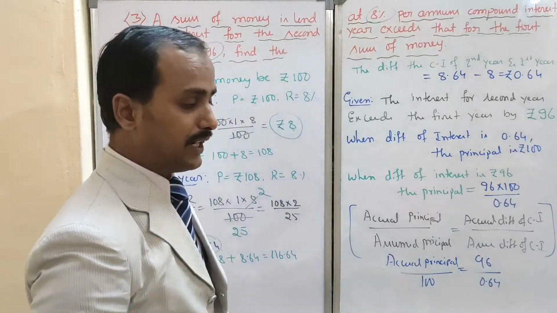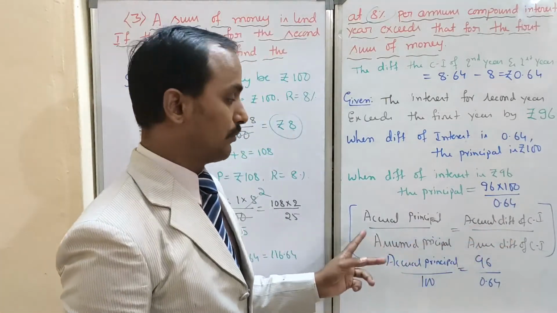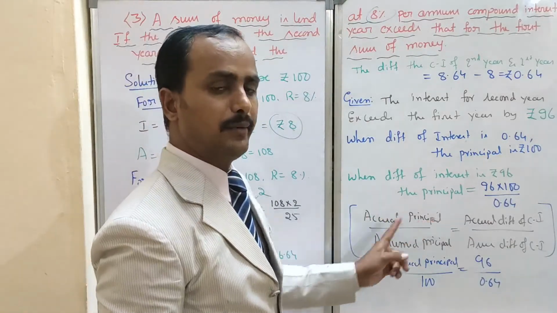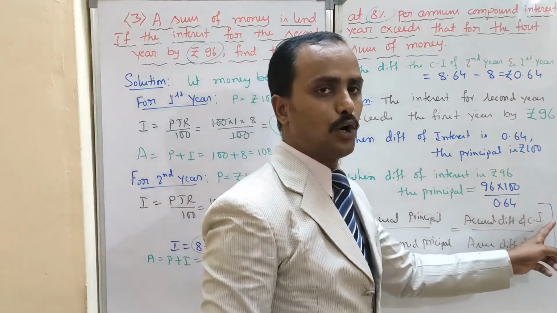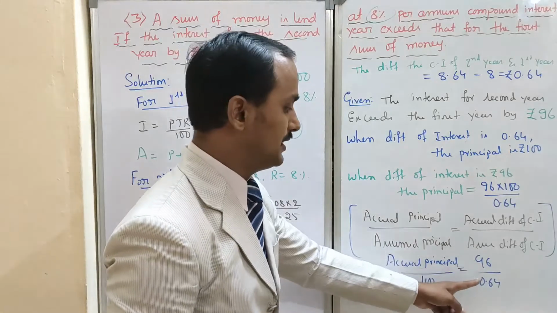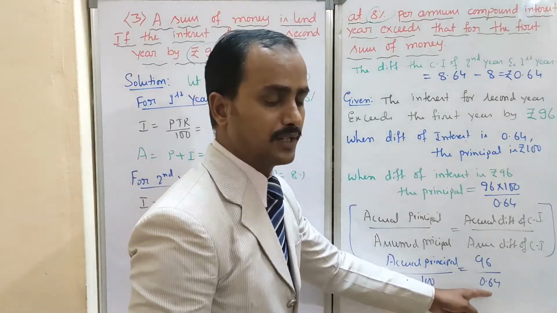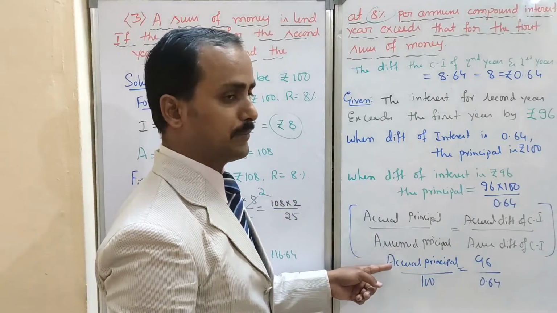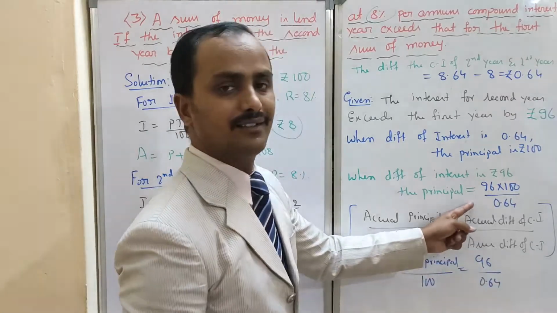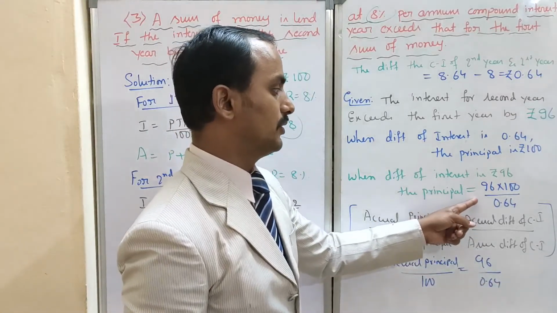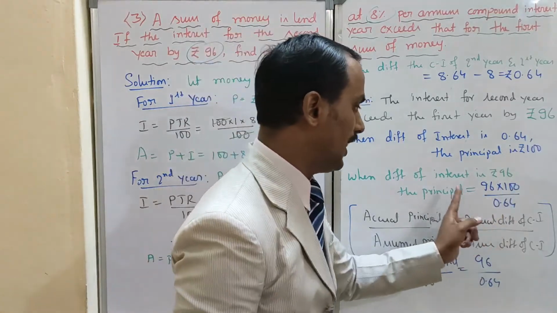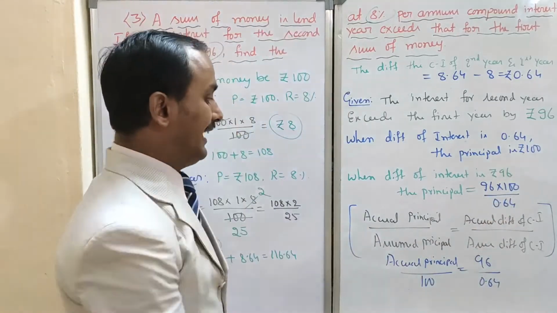Understanding? Look here, I substituted values in this formula. This is one condition formula, very important in this lesson. Actual principal by assumed principal is equal to actual difference of compound interest by assumed difference of compound interest. This is the actual difference of compound interest. This denominator is the assumed difference of compound interest. This is the assumed principal, this is the actual principal. I want the actual principal, which is equal to 96. This 100 goes to the numerator. What I wrote, understand? Actual principal is equal to 96 into 100 divided by 0.64. By using this formula, I wrote this step. Don't get confused. Next step is very easy.